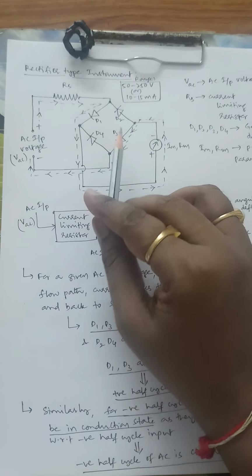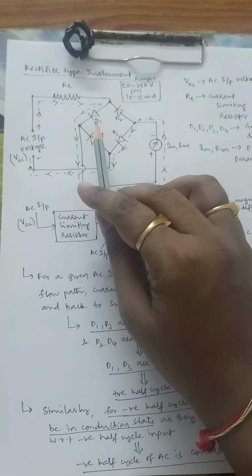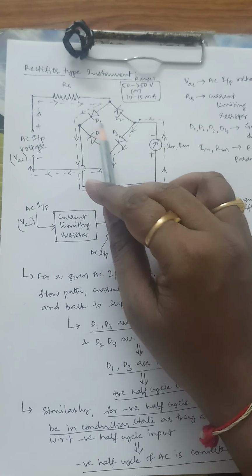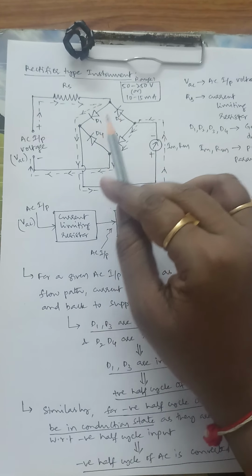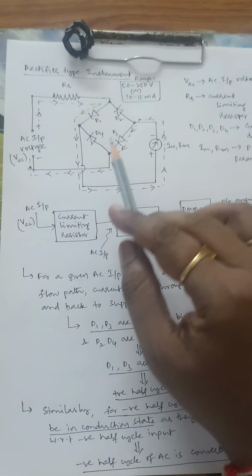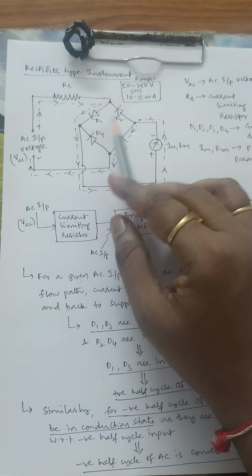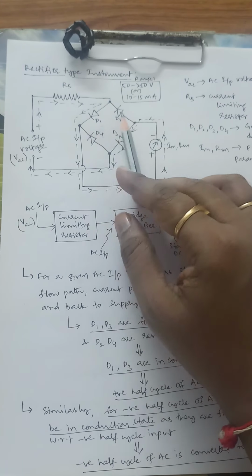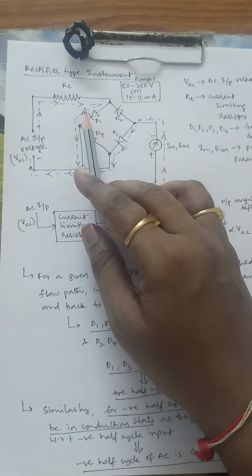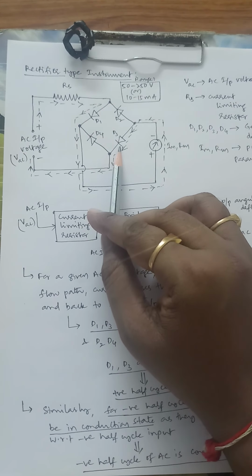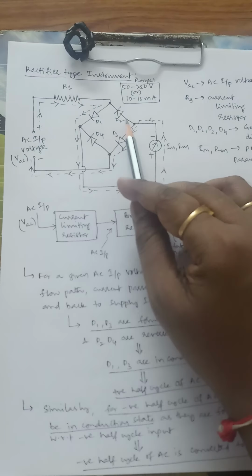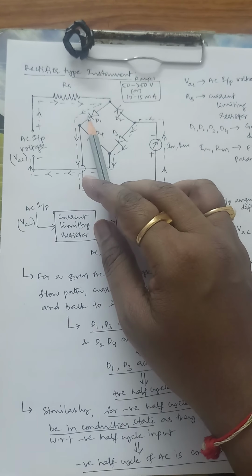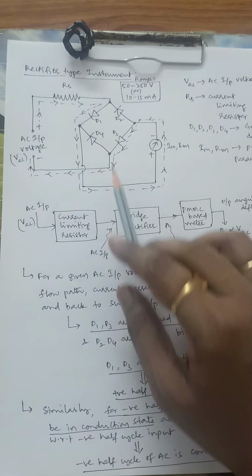Why? Because D1 and D3 are forward biased. For the positive half cycle, D1 and D3 are in the forward biased condition, so they will be in the conduction state. Whereas D2 and D4 are in the reverse bias condition for the positive half cycle, so they will be in the non-conduction state. For the positive half cycle, D1 and D3 will be in the conducting state, and in the negative half cycle, D2 and D4 will be in the conducting state. So we are going to have the complete AC waveform. The purpose of the rectifier is to convert AC to DC.